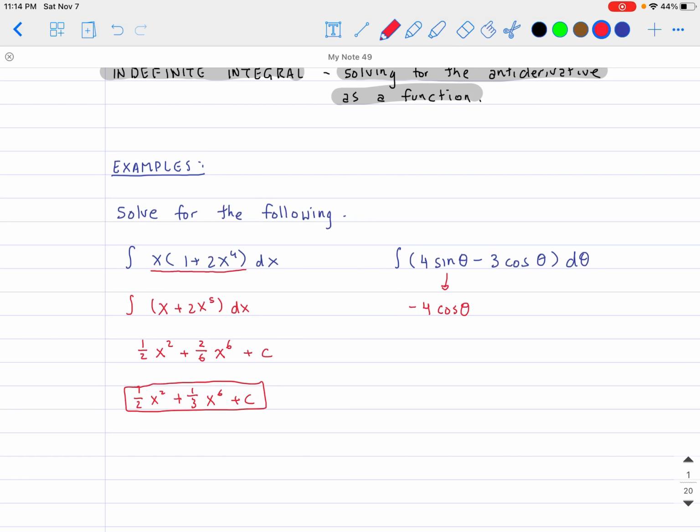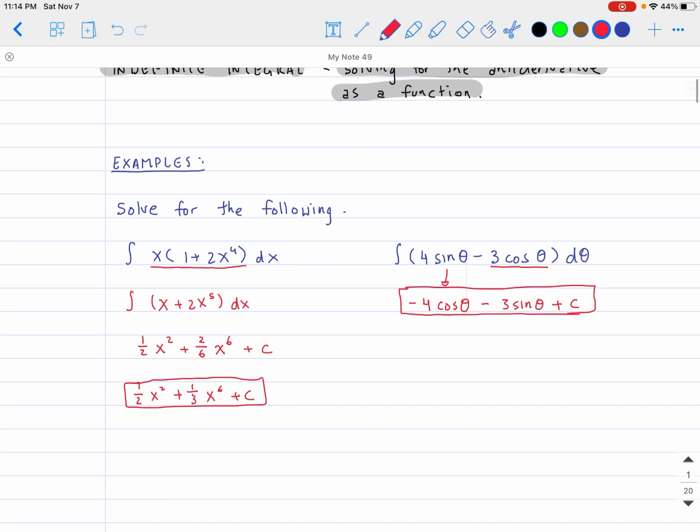Then for the next part, the same thing. What function, when I take its derivative, will give me 3 cosine of theta? Well, that's going to be 3 sine of theta. Remember, we're not going forward, we're going backwards. So that's going to be minus 3 cosine theta, minus 3 sine theta. And then once again, just like before, there's a plus C because we're just taking the antiderivative. So there you go. Hopefully that example is not too bad for the indefinite integral.